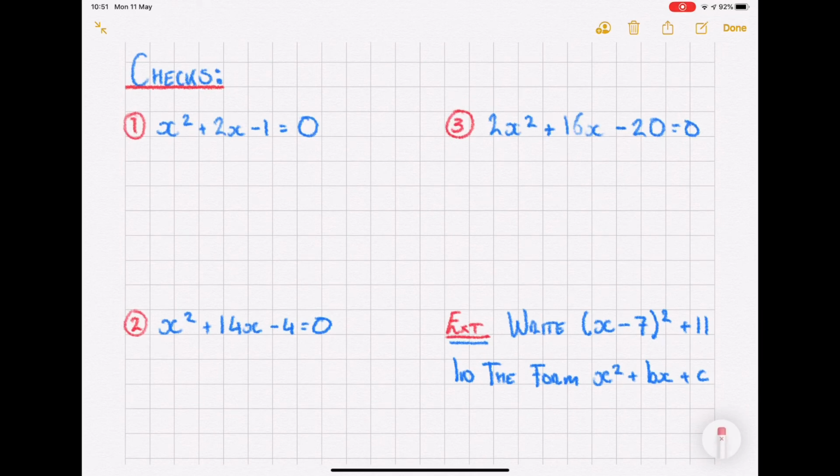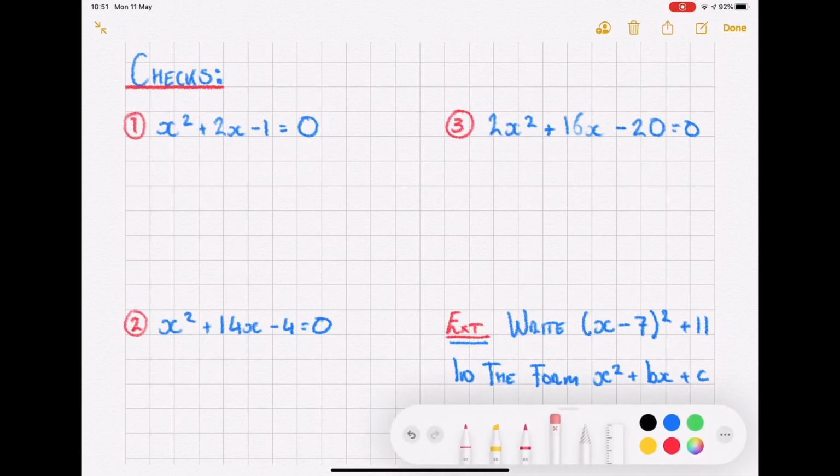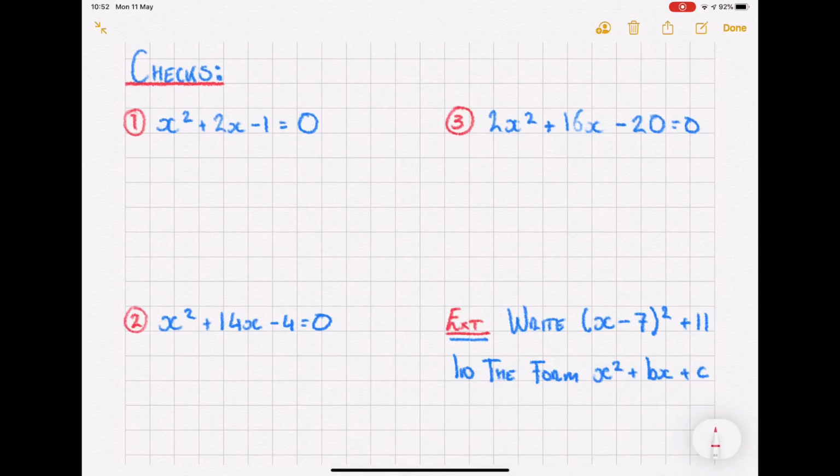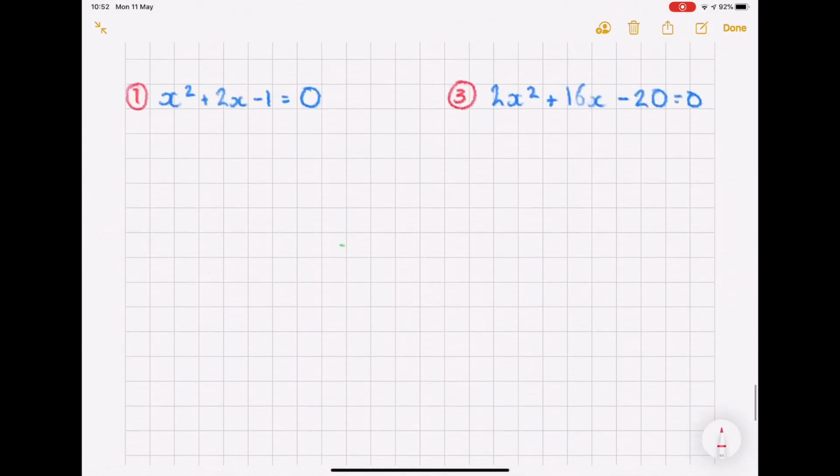So pause the video here, have a go at those 3 checks, have a go at the extension, and then play the video once you're done. Okay, so let's go through these. So let's have a look at the check down here.